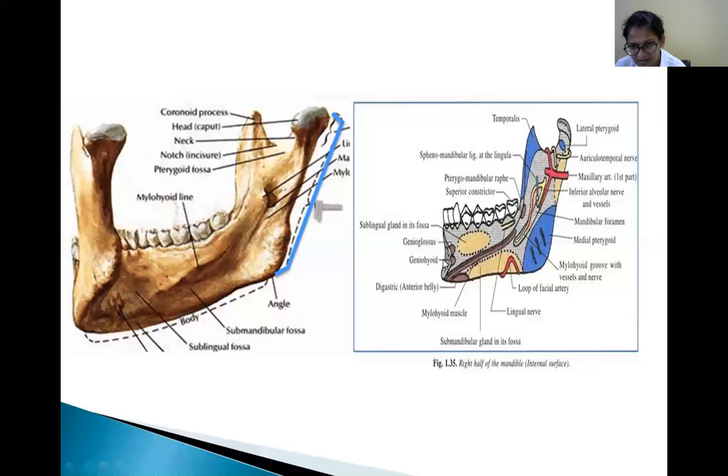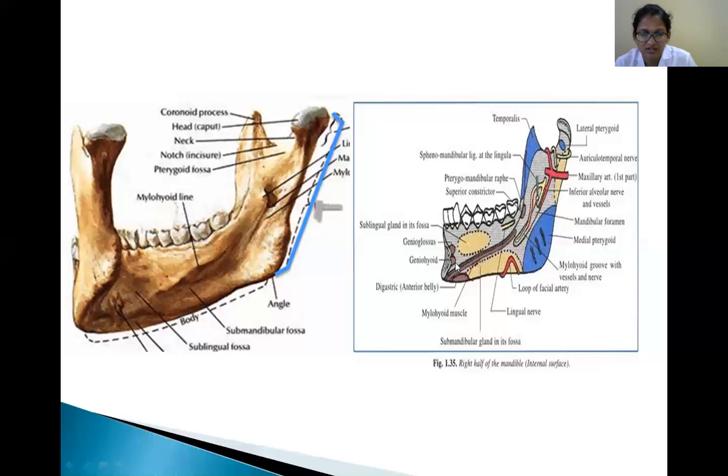And next, in the midline of the inner surface, you see irregular elevations: two superior genial tubercles and two inferior genial tubercles. This is a superior genial tubercle, and these two are the inferior genial tubercles. These two superior genial tubercles give attachment for the genioglossus muscle. The inferior genial tubercles give attachment for the geniohyoid muscle.